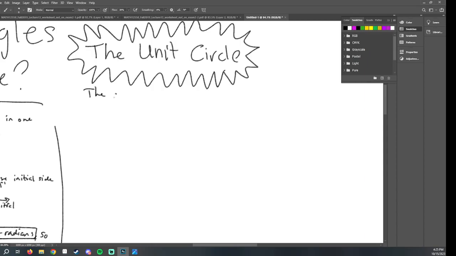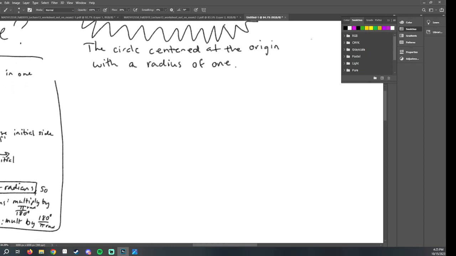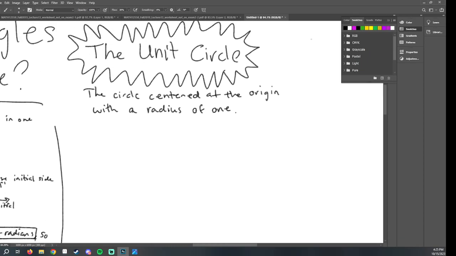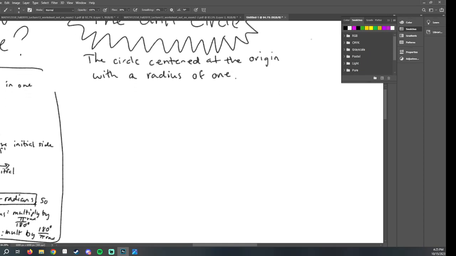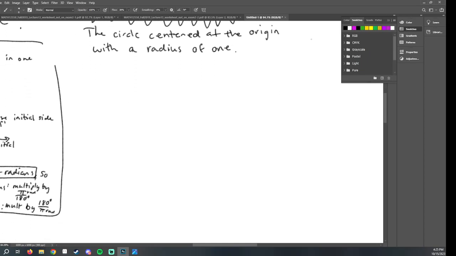The unit circle is just the circle centered at the origin, so its center is at the origin. Again, the origin is just the point 0, 0, where the x and y axes meet, with a radius of 1 unit, right? Feel free to follow along with me, take out a piece of paper. You can already graph the unit circle for me, right, with this information. It's a circle centered at the origin whose radius is 1.